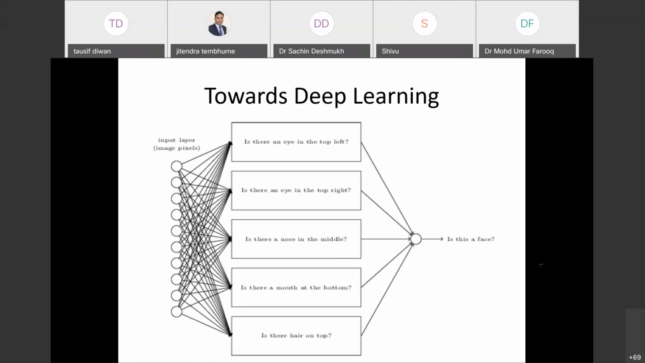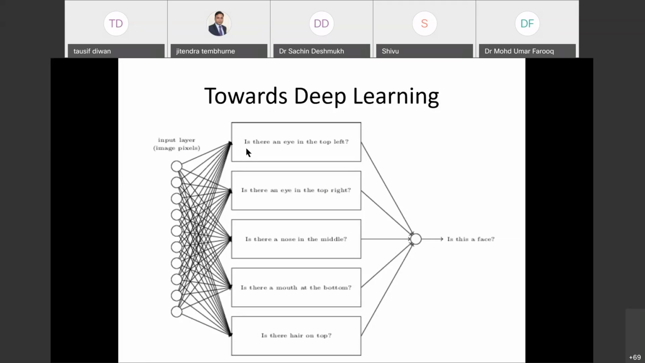Now we can divide the problem into several sub problems. How can one problem be divided into several sub problems? What are the characteristics or features of a face? A face can be characterized by a left eye, a right eye. Is there a nose in the middle? So we will split the problem. The problem, is there a face, is broken up into several sub problems.